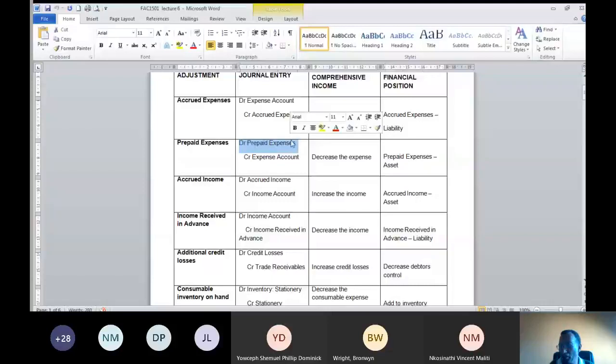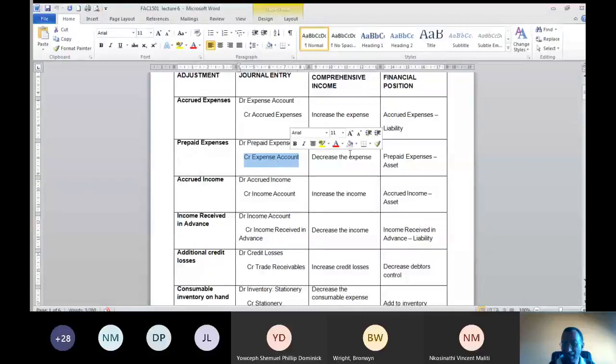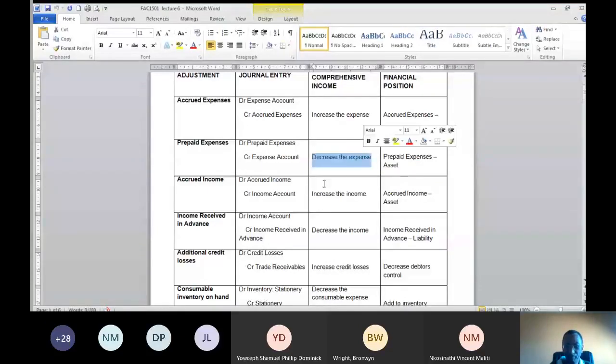Remember, assets increase on the debit side. You've got a further expense. You debit your prepaid expenses and you credit your expense accounts. So if it is insurance, credit insurance. If you have paid water and electricity in excess, credit water and electricity. But the impact on the statement of comprehensive income is that you will have to decrease your expense.